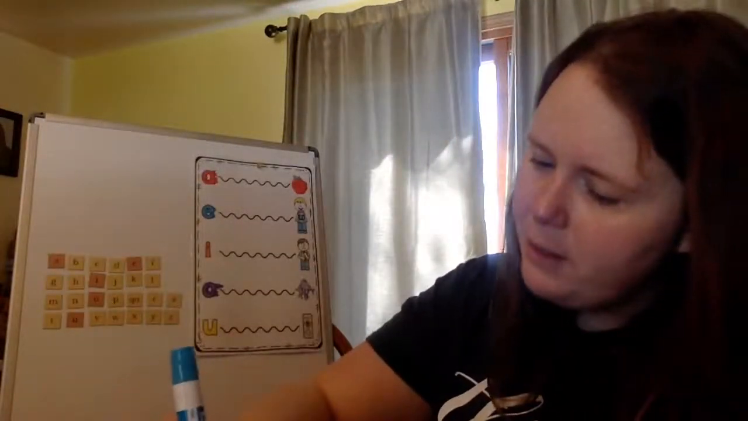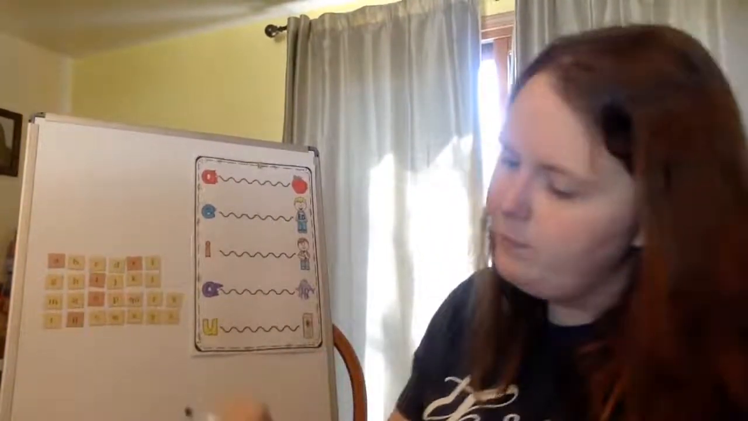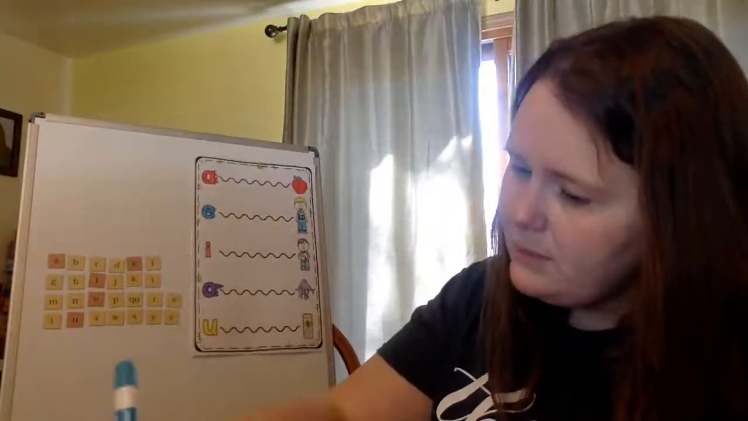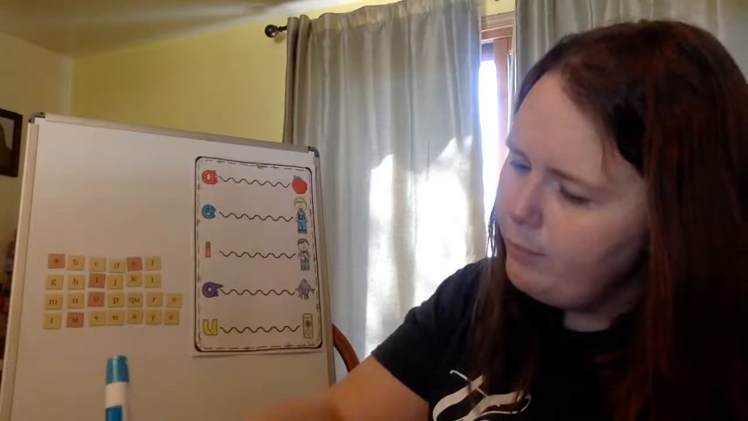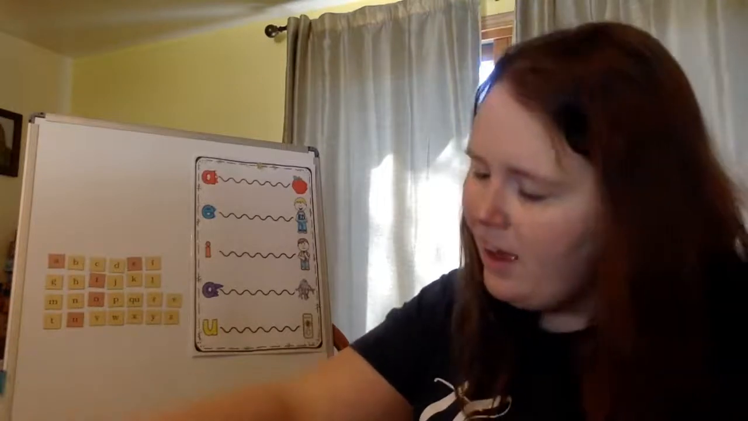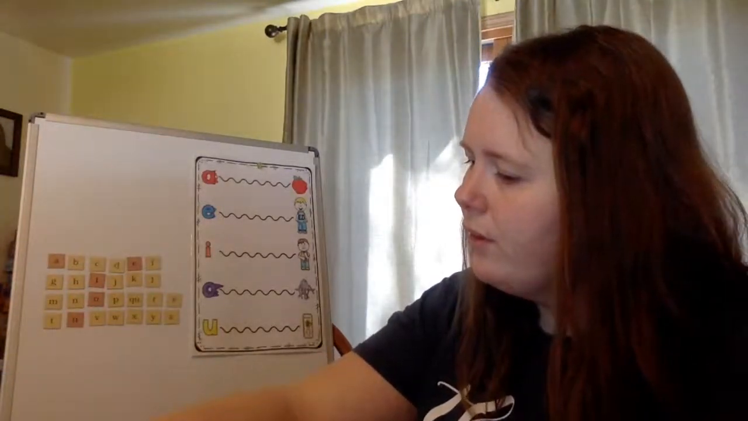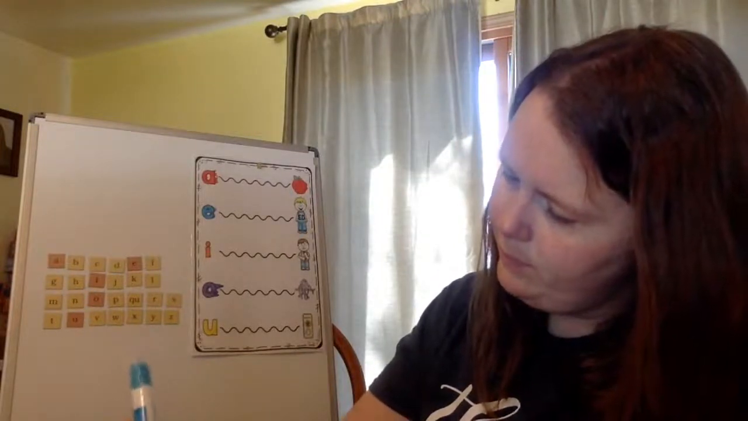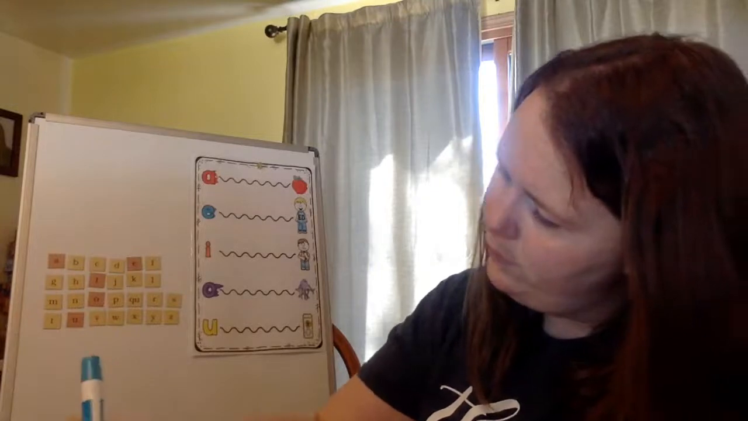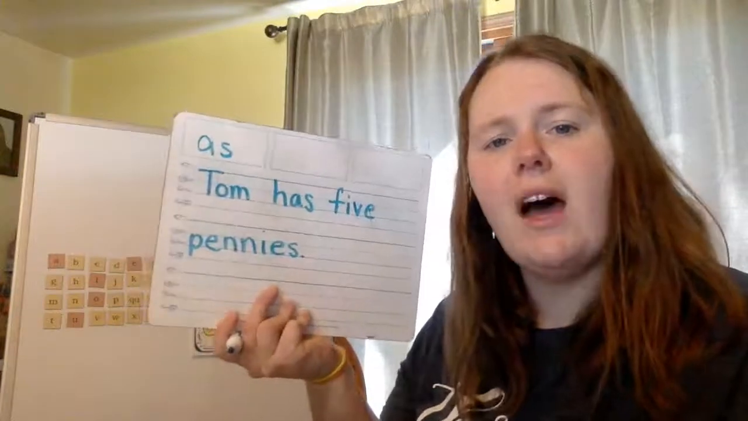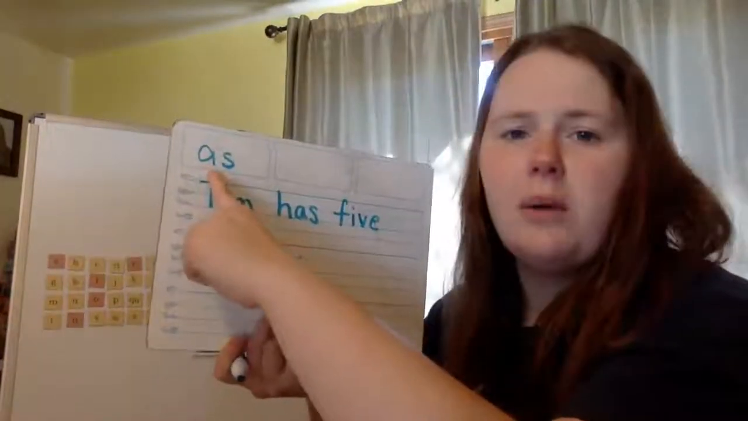So I'm going to write as up here so we don't forget what our first word is. And then I'm going to write a new sentence. Now, the new trick word has as in it. See if you can figure out what it is. Tom has 5 pennies. Tom has 5 pennies. Now here's the word as that we just did.